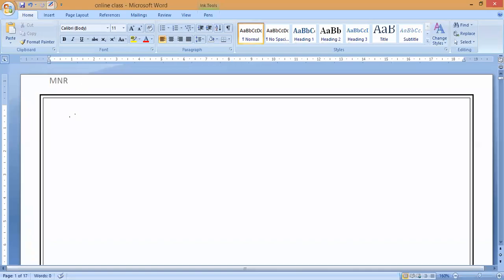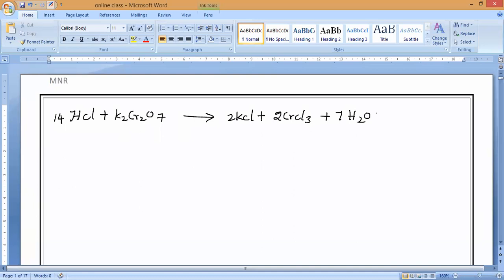So if you have noticed, last class you balanced this equation: 14 HCl plus K2Cr2O7 gives you 2 KCl plus 2 CrCl3 plus 7 H2O plus 3 Cl2.